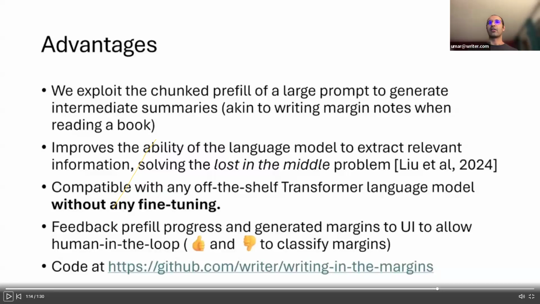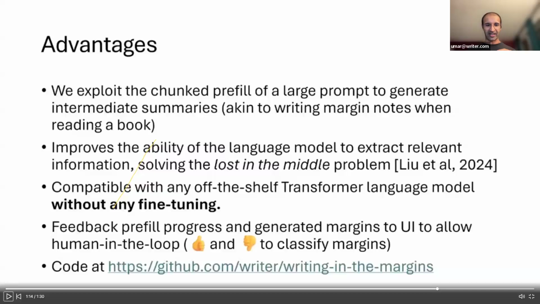So it's compatible with any off-the-shelf language model without any fine-tuning, and we show some benchmarks in the paper. It improves the ability of any language model to extract relevant information, so solving the lost in the middle problem. And another cool thing that you can do is, because now you generate these margins while prefilling the prompt, you can also feed back these margins to the user, and the user can classify them for you, like a thumbs up or thumbs down. So it adds a human in the loop. And also the user can visualize the progress of how the prefilling is going.